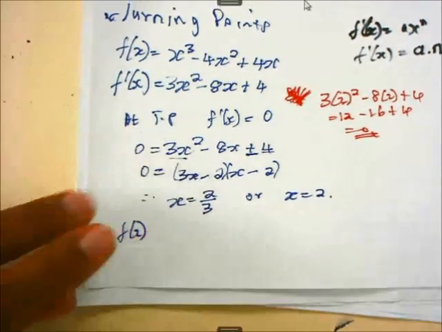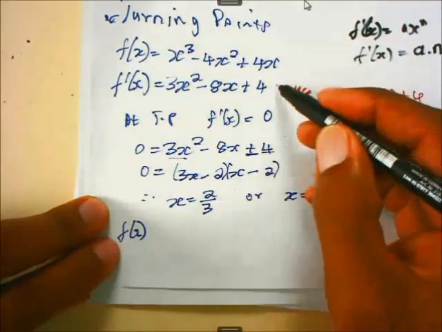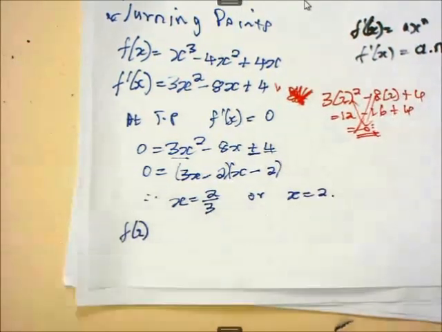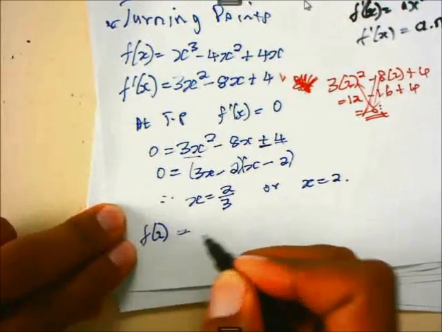Please do not substitute your x values into a derivative. It's very, very important, right? Good. Now, where are you supposed to substitute this one here? Into the original function, f of x, the one with x to the power of 3. Right, now let us substitute that one here.